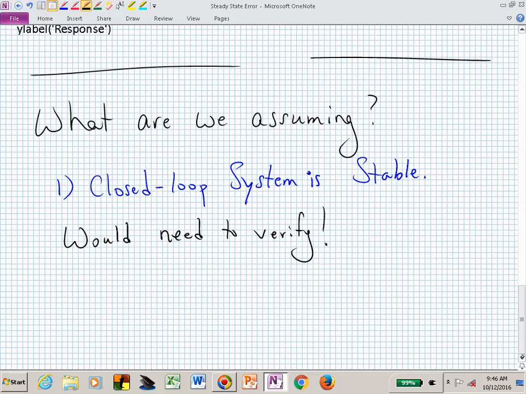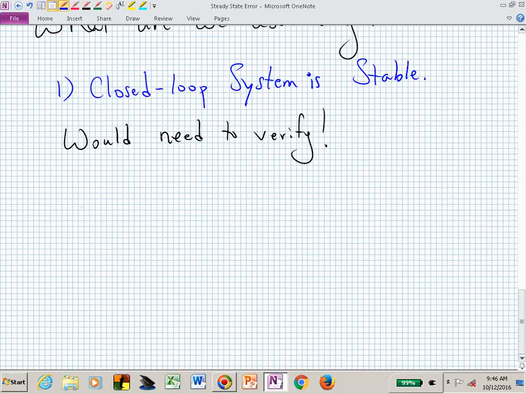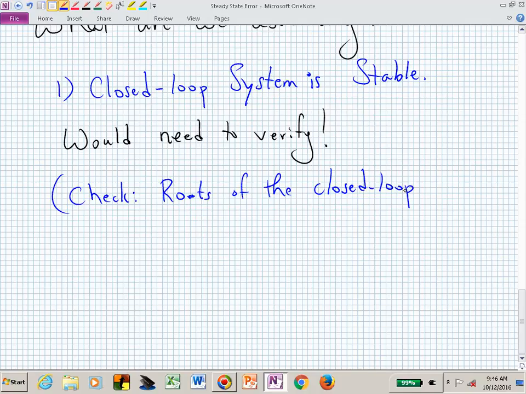And how do you verify stability? We check the poles, don't we? So here our check would be roots of the closed loop, not necessarily the open loop, because you may be in a closed loop configuration. Check the roots of the closed loop denominator polynomial. That's one thing that we're assuming.